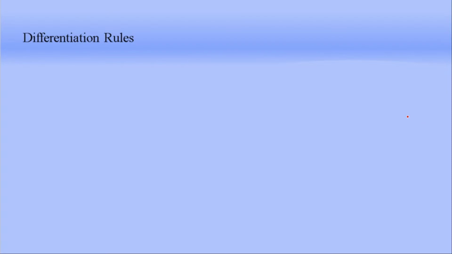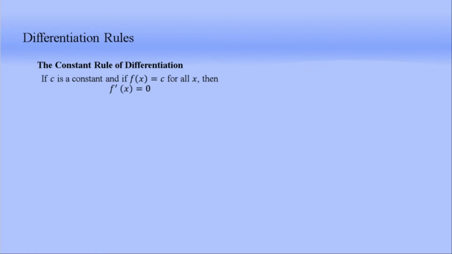Now let's move on to the differentiation rules. So the first rule is the constant rule of differentiation. This rule states that if c is a constant, if f of x equals c for all x, then the derivative of the function equals 0. Which basically means that the derivative of a constant is 0.